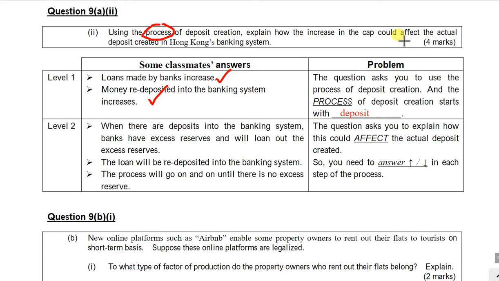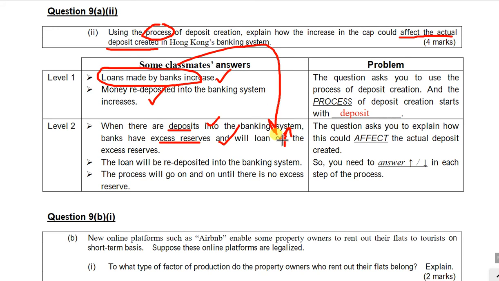What you need to answer is whether the actual deposit created increases or decreases, right? So you need to answer increase or decrease in each step of the process. So you should start from the deposit, no problem. There is excess reserve, no problem. But starting from this step, there should be a change, right? Because the loans made by the banks increase. Then starting from this point onwards, you have to tell me that the loans made by the banks increase. You need to replace this part by this statement here.